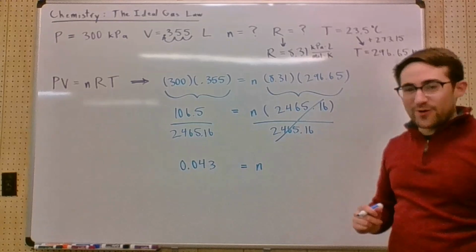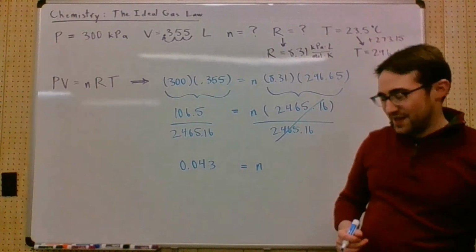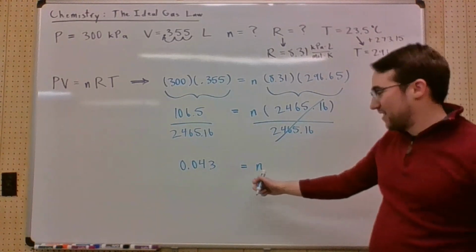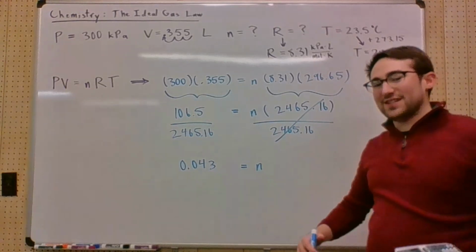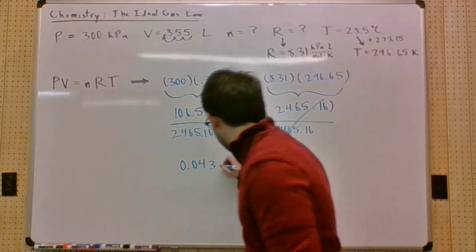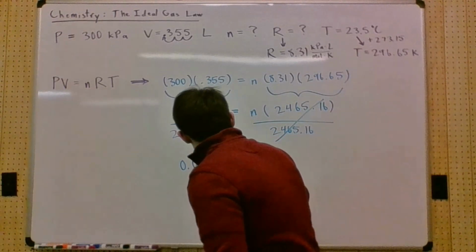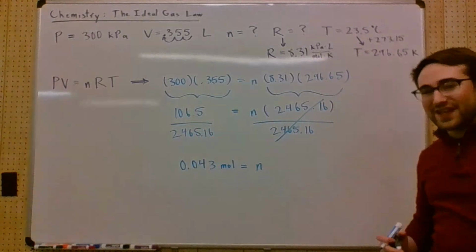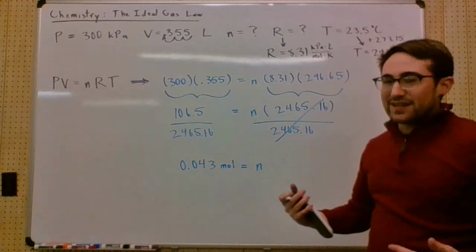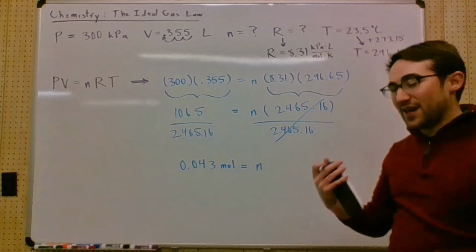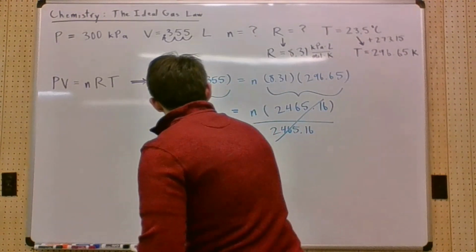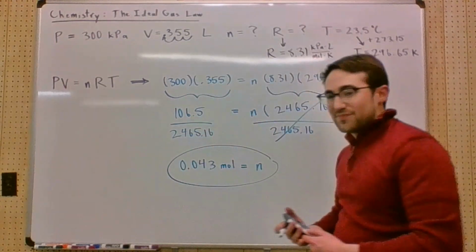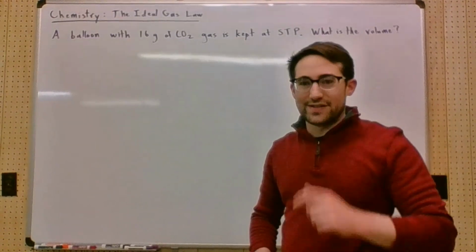All right, I got about 0.043, all right? And since I'm looking for N, I'm looking for moles, so my unit is going to be moles. All right, 0.043 moles of gas are what's giving this can of soda its pressure. So basically just more algebra stuff. Okay, let's do another example.